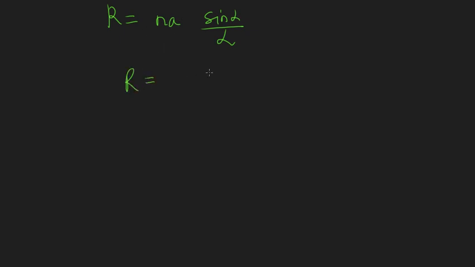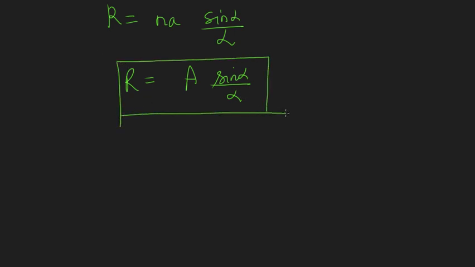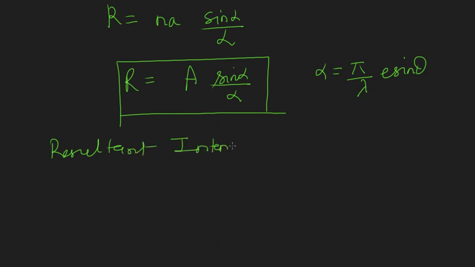So nA I can denote as capital A, which is the total amplitude of the waves. So this is my final resultant amplitude in terms of alpha, and you have to remember what alpha is. Alpha is pi by lambda e sine theta. Now, if I know the expression for resultant amplitude, I can find the resultant intensity.